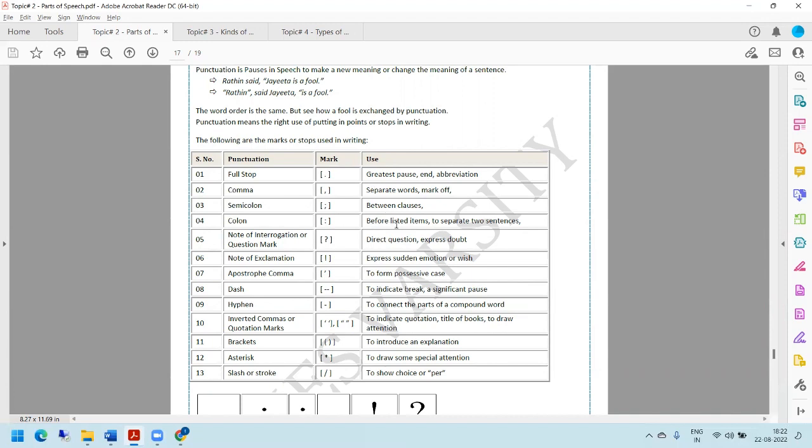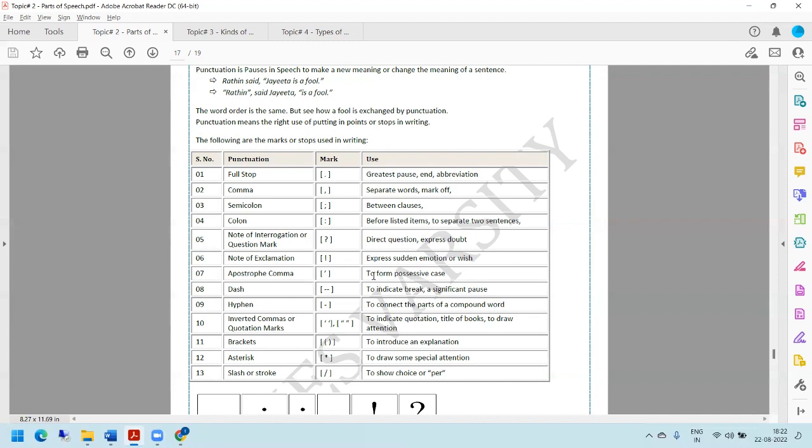Then colon before listed items to separate two sentences. Then we have question mark. So note of interrogation or question mark, which shows a direct question or expresses doubt. Then note of exclamation, which expresses sudden emotion or wish.